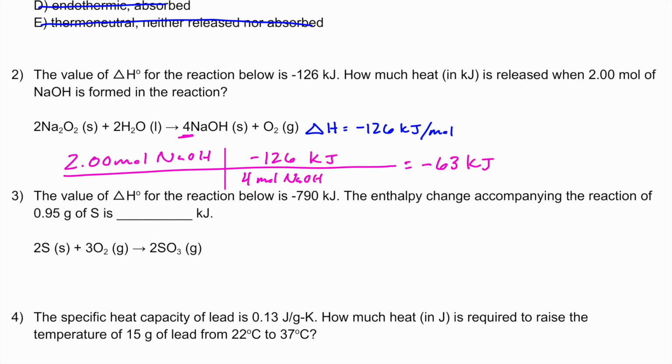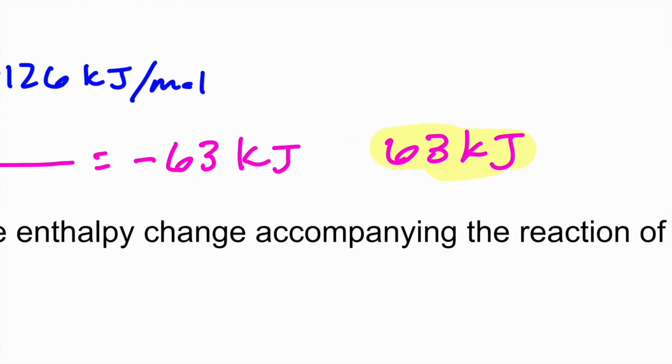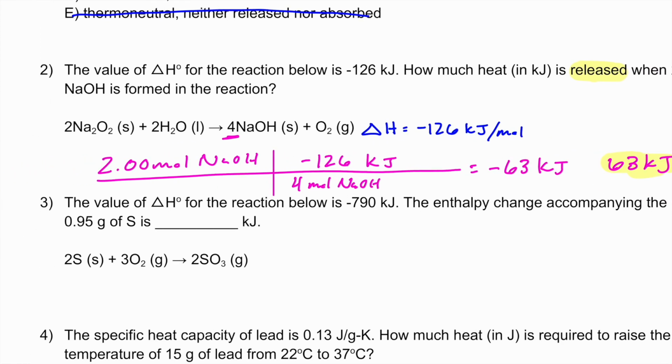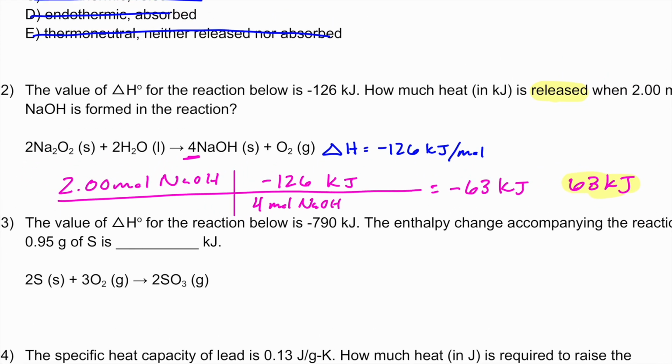Specifically, the question does say released, so you could potentially get away with saying 63 kilojoules of energy. Or you could say 63 kilojoules of energy released, and then you could actually spell out the word released. But hopefully you're understanding that when you're given an enthalpy and then it's asking for a new amount, that is how that works. It's the relationships of each mole ratio.